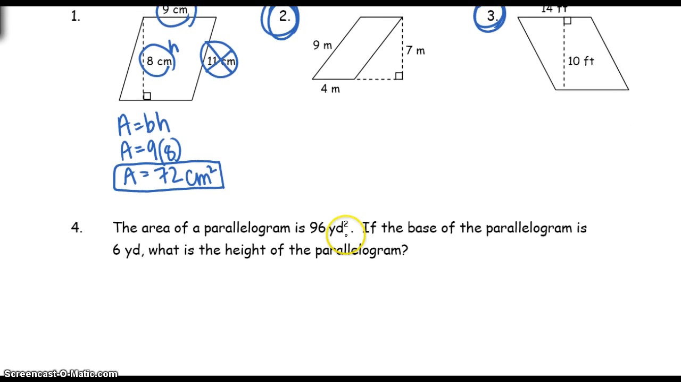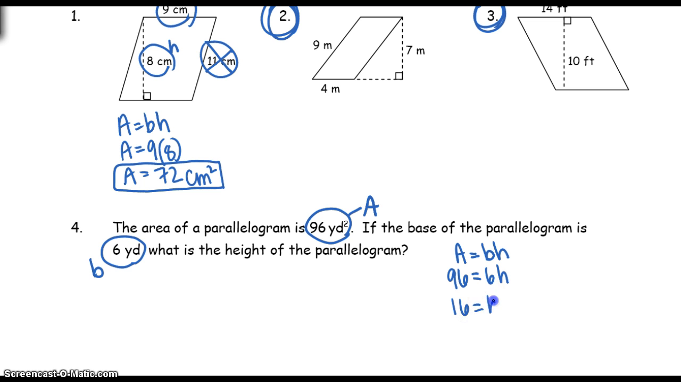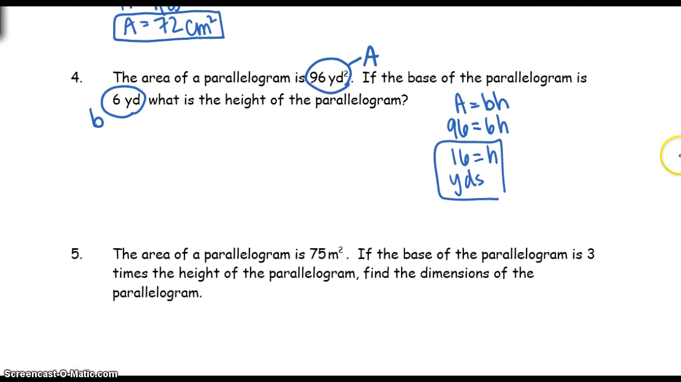Let's go on to number 4. The area of a parallelogram is 96 yards squared. So this is area. If the base of the parallelogram is 6, so this is the base, what is the height of the parallelogram? Well, first let's write down the formula for the area of a parallelogram. And that is area equals base times height. Our area is 96, and they told us our base is 6, so this would be 6h. When I divide both sides by 6, because that's the inverse of multiplying, I get 16 equals the height. Well, what is it? 16 cats, 16 dogs, 16 rainbows? 16 yards. So the height is 16 yards. Don't square it. Squaring is area. You don't want to square it here.